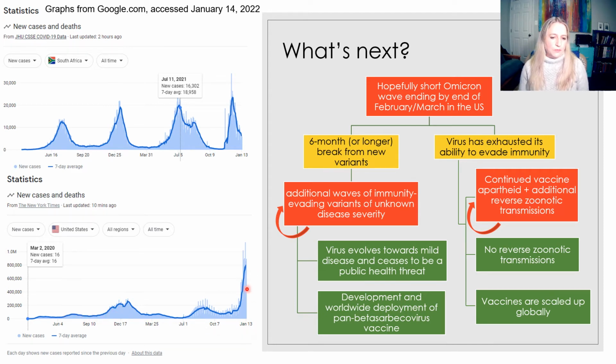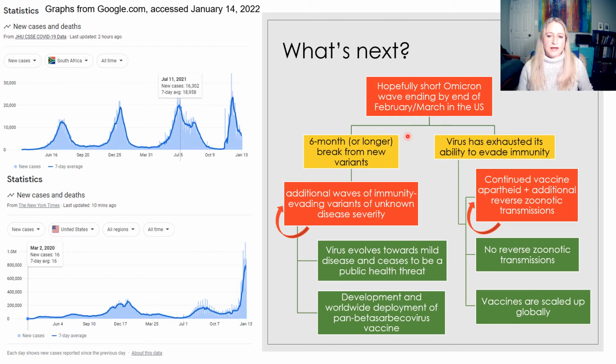And so we're hopeful that just like in South Africa, this will come back down once it reaches its peak, wherever that's going to be. It'll come back down about as quickly as it went up. So given that projection, we're hoping that there will be a short wave of Omicron in the United States that will end maybe by the end of February or maybe latest around March, as it passes through the population quickly.